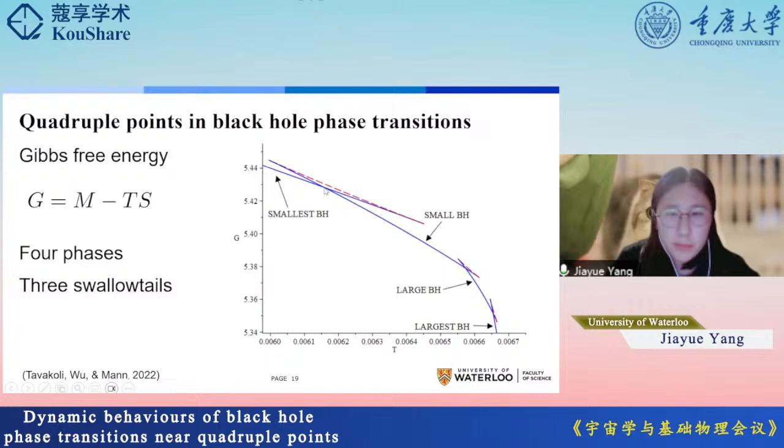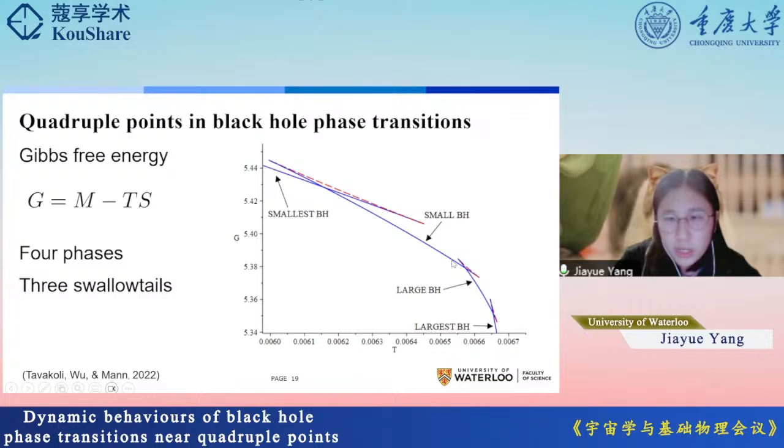So, in the Gibbs free energy diagram, we can easily see the black hole phase transition. So what are the quadruple points? Can we see them in the diagram? Let's look at the features of the diagram. There are three swallowtails, and there are four phases. But if I change the parameter, the temperature of the system, the locations of these three swallowtails will change, and we can make the three points meet.